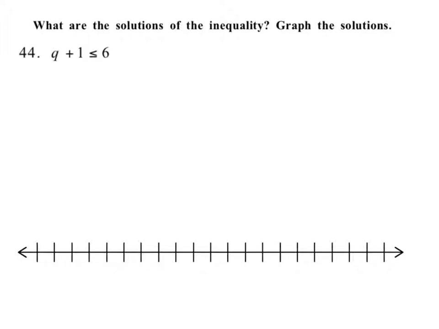What are the solutions? Let's finish this off. If it says q plus 1, we need to undo that plus 1 with a minus 1, just like solving an equation. And we need to do it to both sides. So then we've got q is less than or equal to 5.